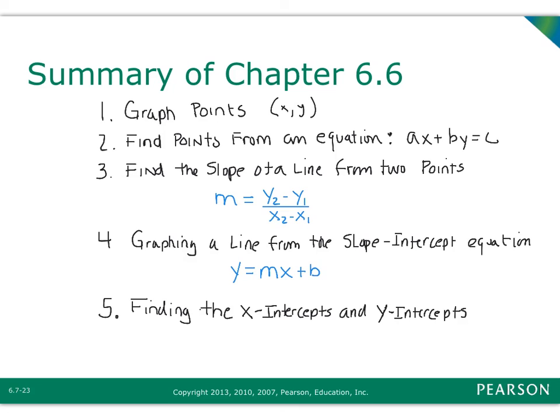Then we graphed a line from the slope-intercept equation, which was y is equal to mx plus b. And finally, we also, in this chapter, found the x-intercepts and the y-intercepts of a particular equation. Well, that concludes our chapter 6.6, and in the future we'll be looking at different types of equations.